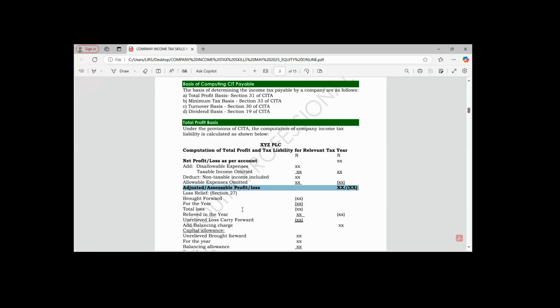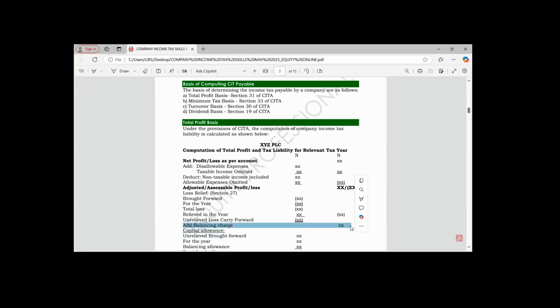So if there is any loss that is being brought from a previous period, we are going to consider the loss relief. If there is any loss brought forward, you look at it, and the loss for the year. You add the two together, the total loss. You look at the amount to be relieved in the year, and you transfer it to this area. Then if the amount of assessable profit you have here is not up to the loss, the difference will be the unrelieved loss carried forward. So you are going to take it to the next period.